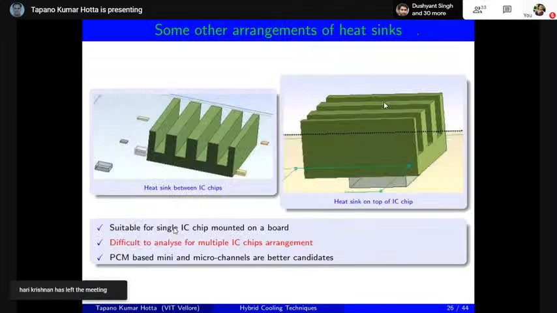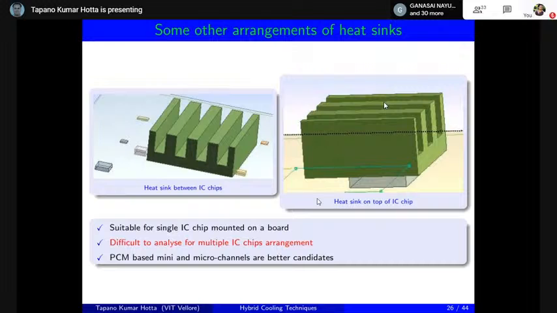These are some of the other arrangements we also tried in our laboratory. We kept the heat sink between the IC chips. We also tried keeping the heat sink on top of the IC chips, but that didn't work out. One more challenge we faced in the laboratory is that if you go for a very simple arrangement, or a single IC chip, this heat sink arrangement will be extremely useful. But once you go for a multiple IC chip arrangement and try to keep the heat sink in between, it does not perform in a better way.